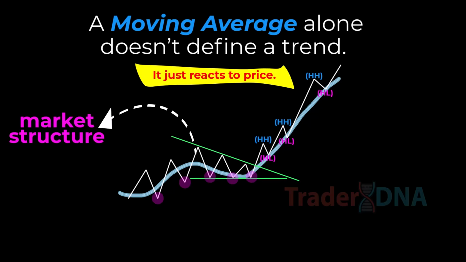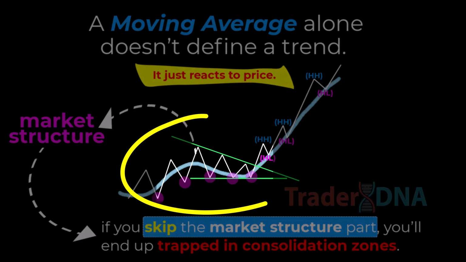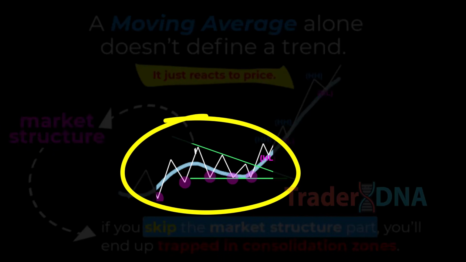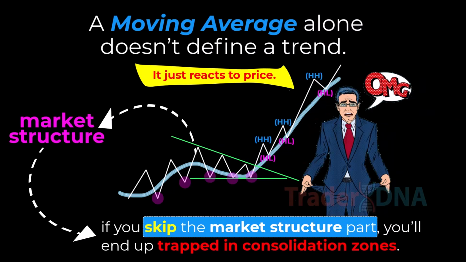And here's why this matters so much. If you skip the market structure part, you'll end up trapped in consolidation zones where price just bounces sideways doing absolutely nothing. And if you're trading a trend continuation strategy, entering during consolidation is often a losing move, not just small losses. I'm talking about draining your account kind of losses. So to protect yourself, you need a clear system that filters out that noise.